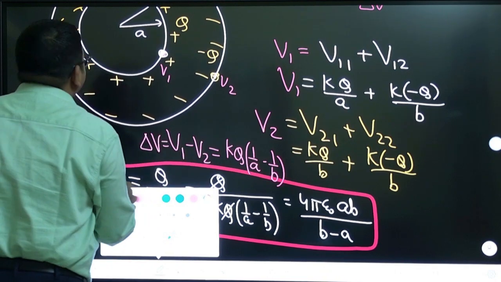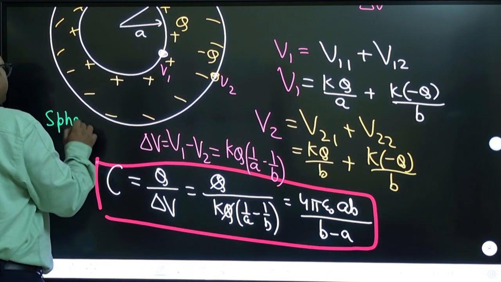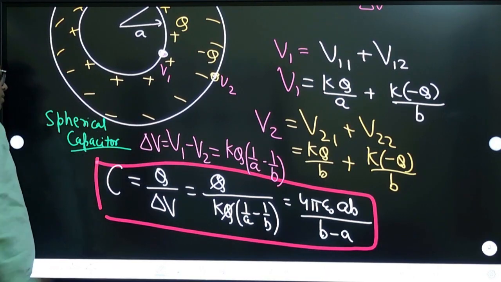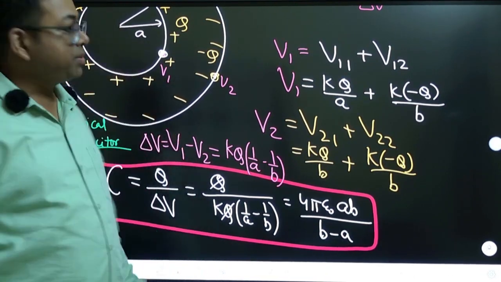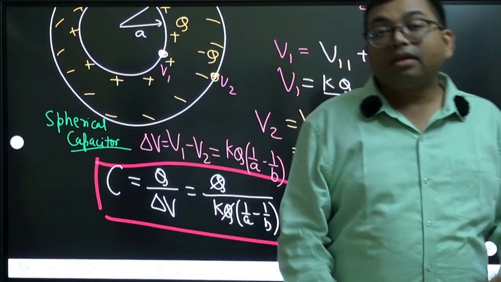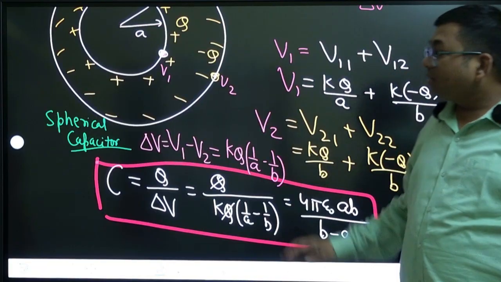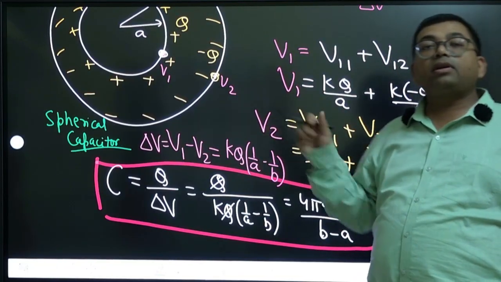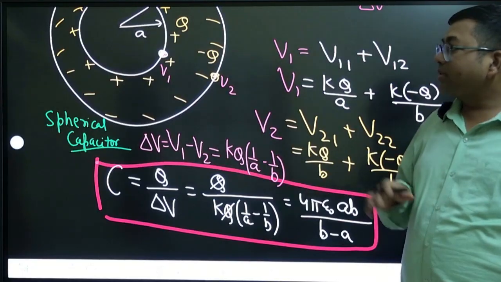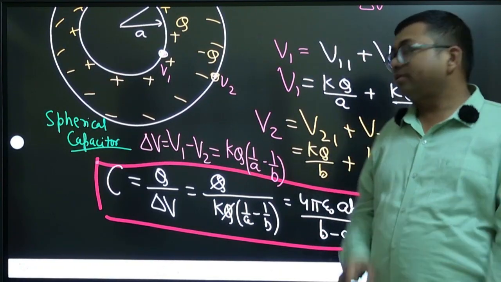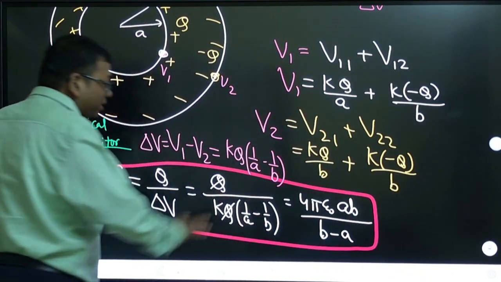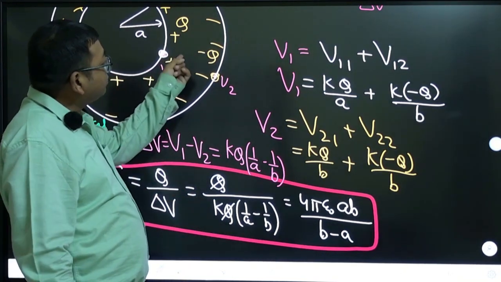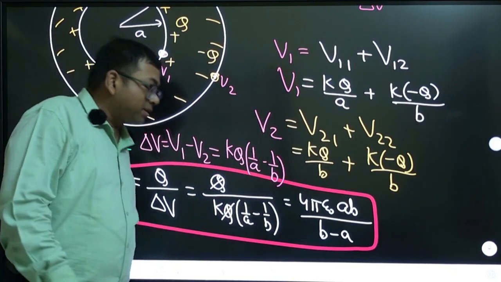This is called a spherical capacitor, because it is now a device which is going to store charge. Previously it was just a single sphere, like an isolated conductor, but now this is made up of two conductors and they are storing equal and opposite charges. These types of devices are called capacitors. So for a spherical capacitor, this formula is there. We can prove it this way, or you can prove it by integration also. You have to take the electric field here and then integrate, and you will get the same answer.